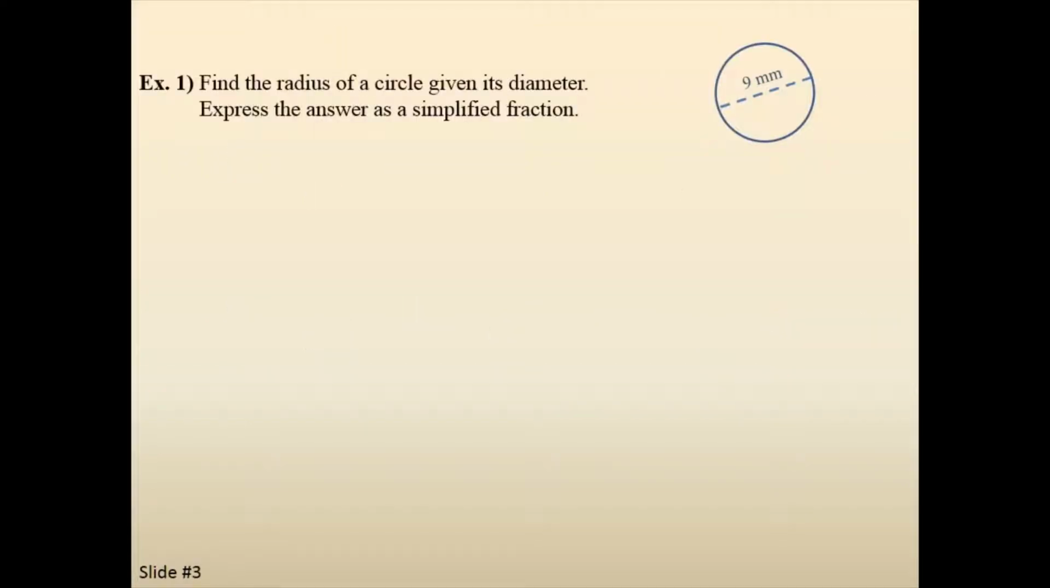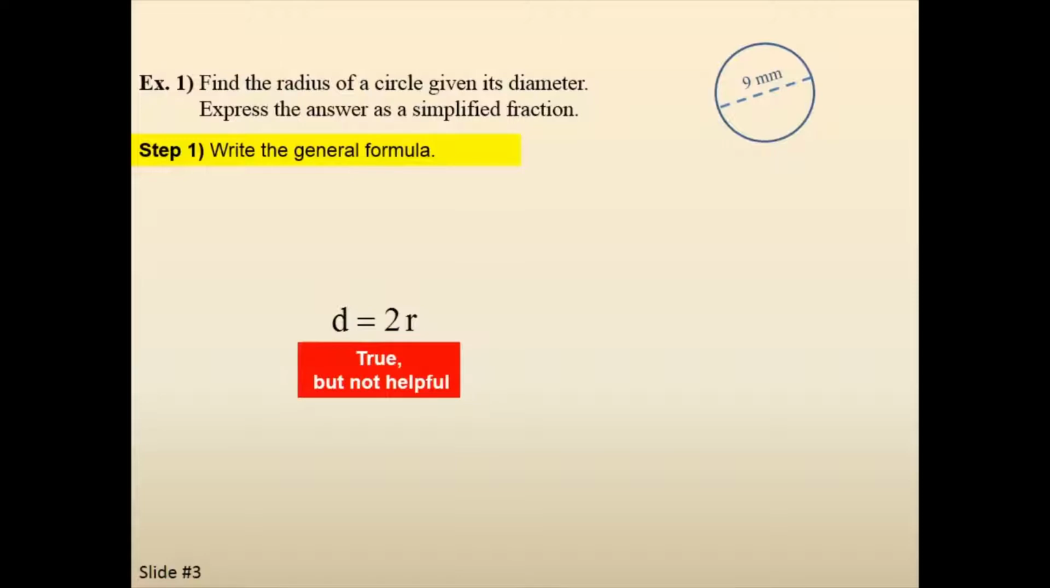Example 1. Find the radius of a circle given its diameter. Express the answer as a simplified fraction. You can see we have a circle, and the diameter is shown as 9 millimeters. Step 1. Write the general formula. We know the diameter is twice the radius, or d equals 2 times r. True, but not helpful, because we're trying to find the radius. So we want to rewrite it: radius is the diameter divided by 2. That's better.